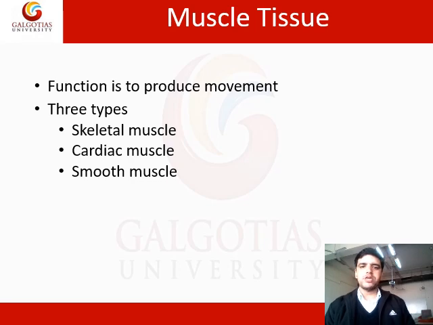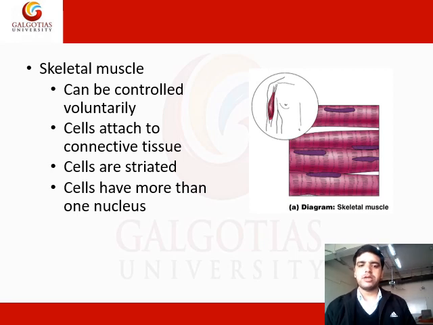Next type of tissue is muscle tissue. Its function is to produce movement. So basically the muscle tissues are responsible for the movement within our body. It can be further divided into three types: skeletal muscles, cardiac muscles, and smooth muscles. First, we are going to understand the skeletal muscles.